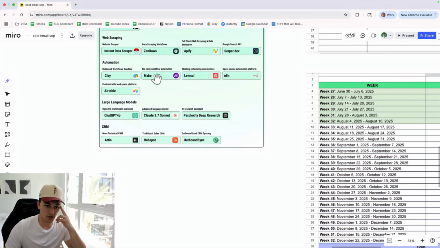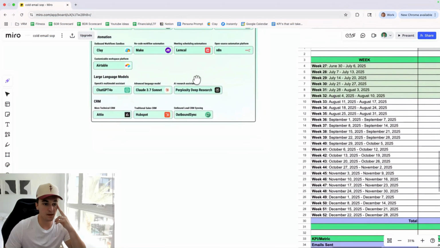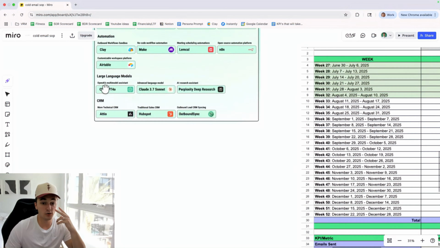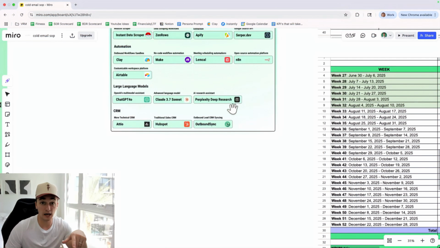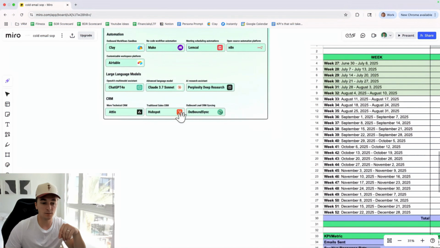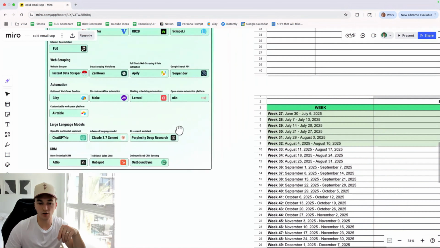Automations, some different automation platforms you could use. Large language models we'll use. We'll also use Grok. I forgot to add that to there. Grok is a beast. Different CRMs.